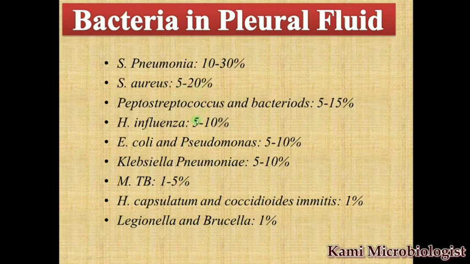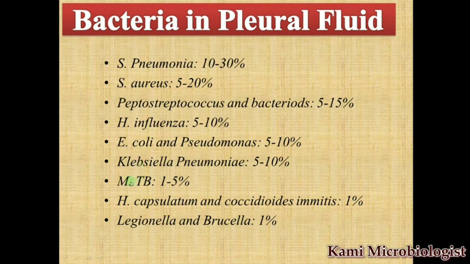Streptococcus is also a gram-positive coccus. This is also a gram-positive coccus. And one more really important thing: these two bacteria are anaerobes. Haemophilus influenzae is a coccobacillus. E. coli and Pseudomonas are gram-negative rods. Klebsiella pneumoniae is also a gram-negative rod.